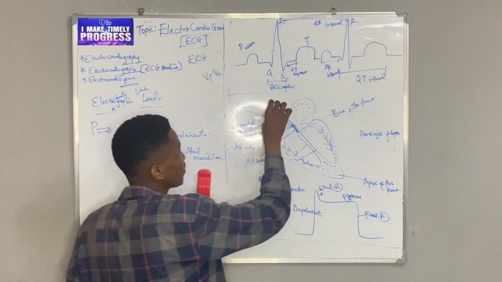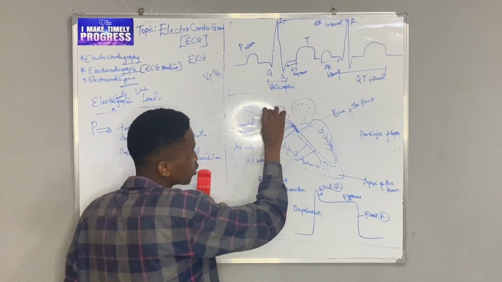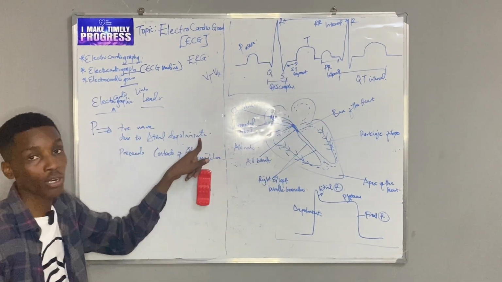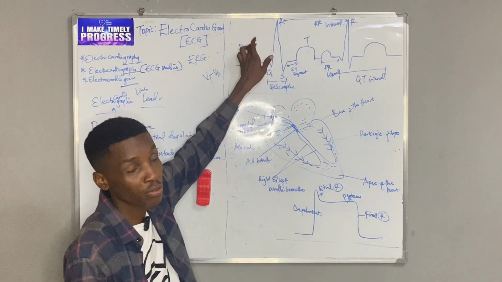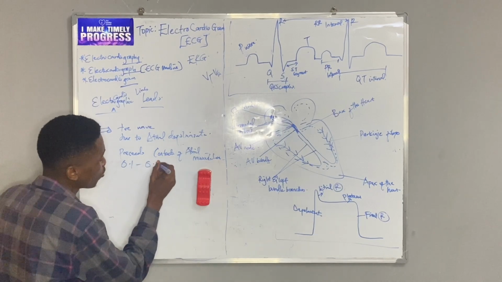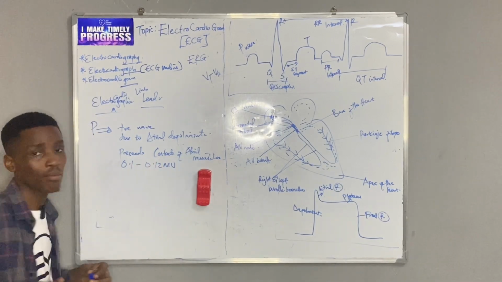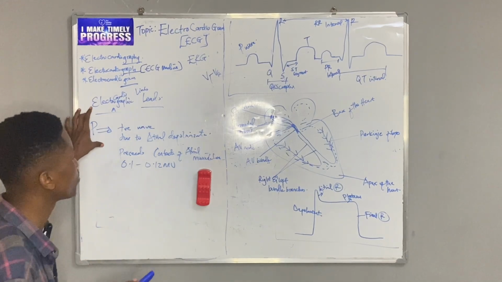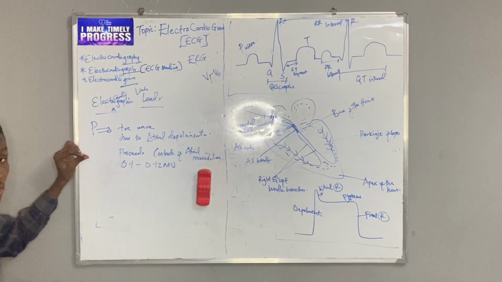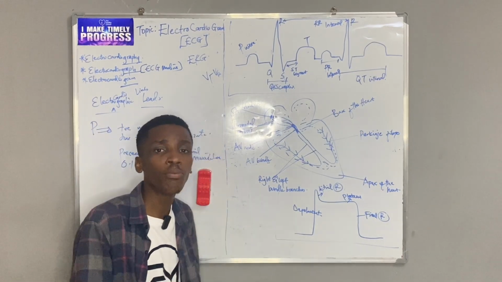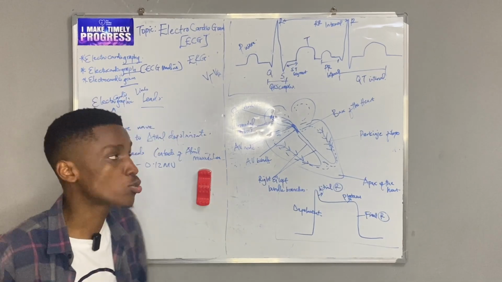So you observe something about the P wave, the first wave. Like I said, after generating the impulse here, first the atria should be activated. That activation is called atrial depolarization, and it is what manifests as the P wave. Short, an amplitude of 0.1 to 0.12 millivolts. Yeah, that's the amplitude. Duration about 0.1 seconds. That's all about the P wave. It is caused by atrial depolarization, or you hear some books say depolarization of atrial musculature.